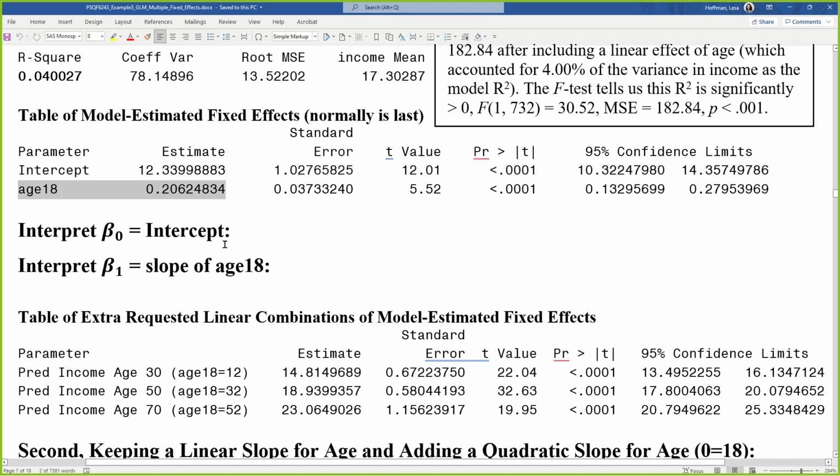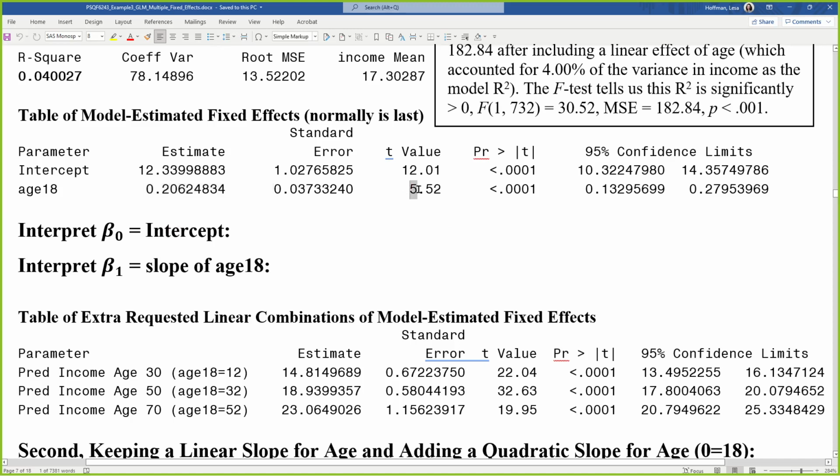Per year. Yeah. So a slope is the change in y for a 1 unit change in x. If I put that into the story, the slope is the change in income for a 1 unit change in x, meaning per additional year of age. That's a unit. So people who are 1 year older make $206 more. 2 years older make $412 more, and so forth.